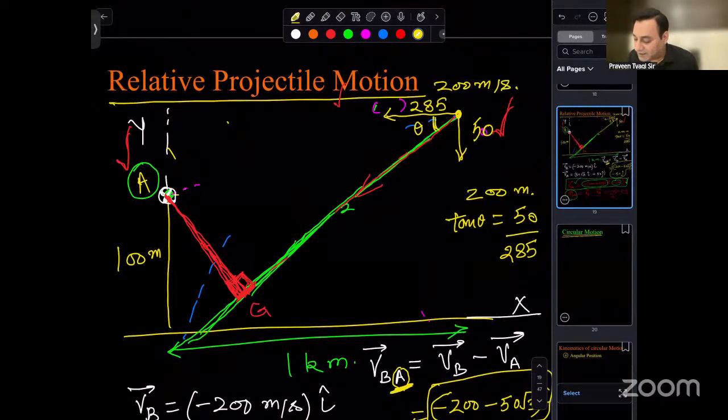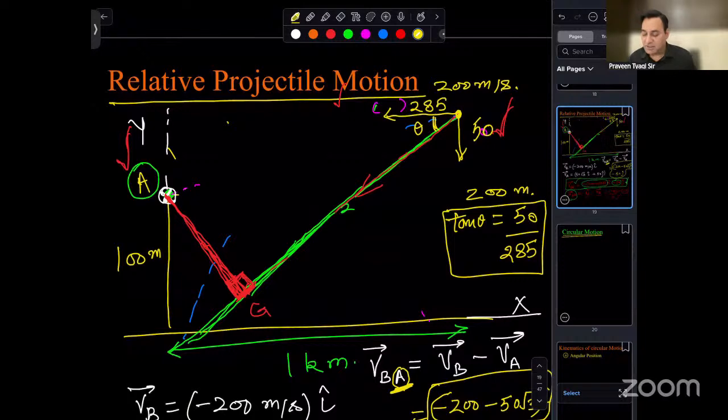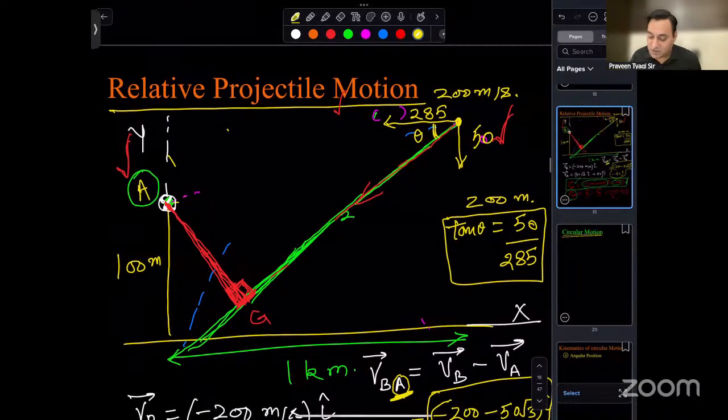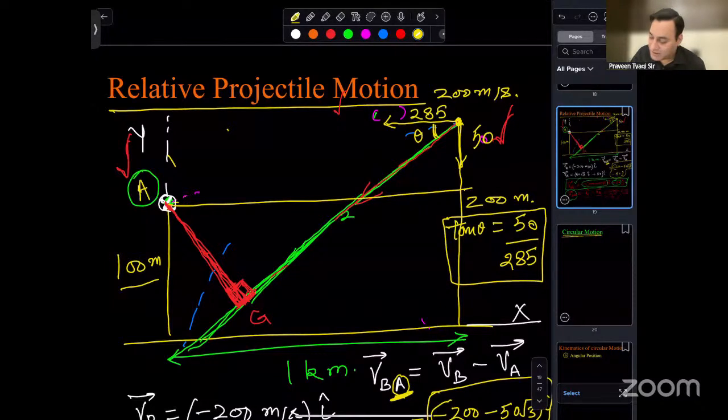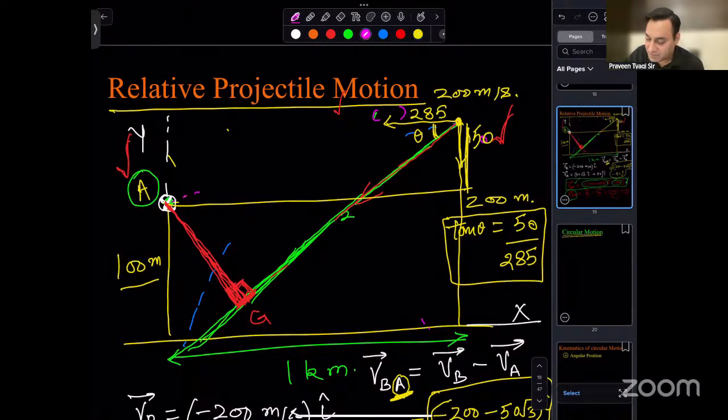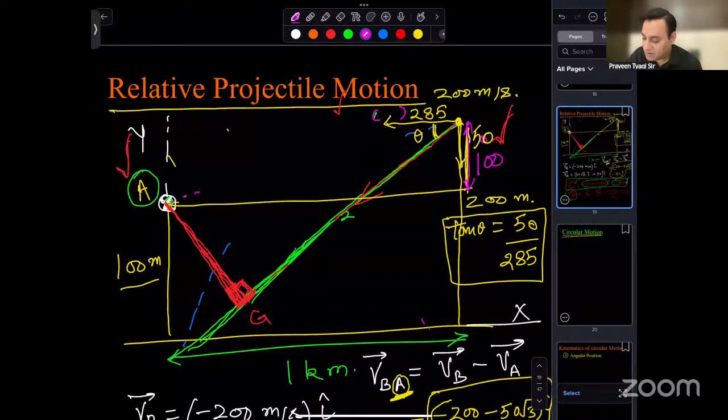Now, tan theta we know. If we know tan theta, we can find sin theta and cos theta. Now, in this triangle, this building's height is 100. This height, please pay attention, is 100 meters, the height of the building above this level.